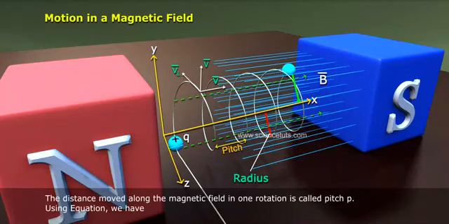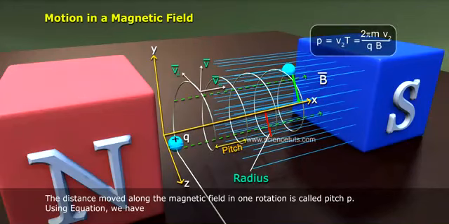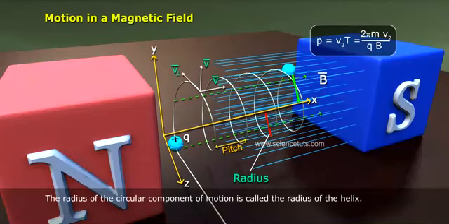The distance moved along the magnetic field in one rotation is called pitch p. Using the equation, we have p equals v2 T equals 2 pi m v2 by qB. The radius of the circular component of motion is called the radius of the helix.